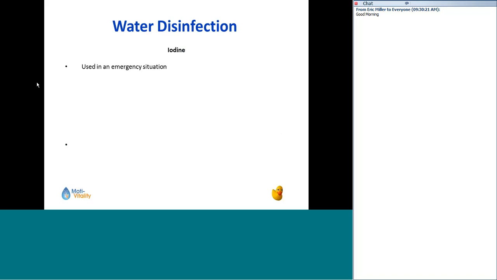Iodine is used in emergency situations. When I was in the service, we used to carry around these little pills, and so if we had a stream or whatever, and we didn't have time to boil the water, or any way to boil the water, then we'd drop a little iodine pill in there and it would disinfect the water. So it's only used in an emergency situation, but there's not enough known about iodine in the human system, so it's not commonly used. Copper kills algae, but it's not very good for bacteria.